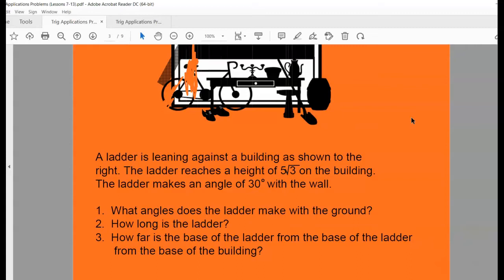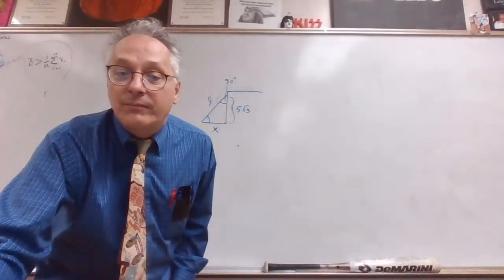We can do it on the calculator later if we need to. They want to know the angle this makes with the wall, we're told that this makes a 30-degree angle with the wall. So they want to know the angle it makes with the ground, and they also want to know the length of the ladder. I'll call it L for length of the ladder, and they want to know this distance here, how far it is from the wall. So let me bring my screen back up.